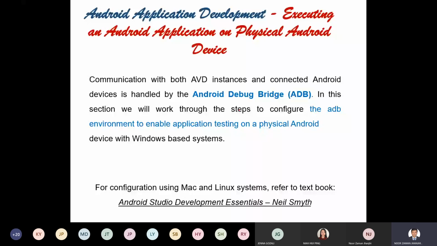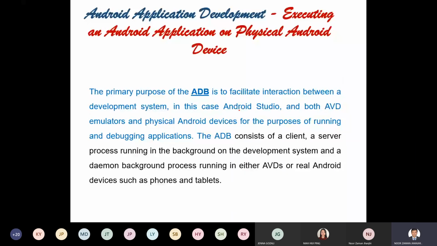So now, how can we connect? For the ADB, the primary purpose of ADB is to provide the means for interaction between the development system, in case of Android Studio, and both the AVD emulator and physical devices. In case our emulator is having issues or problems, you can test by connecting your device with the machine, just as a check, just for your proof of concept.